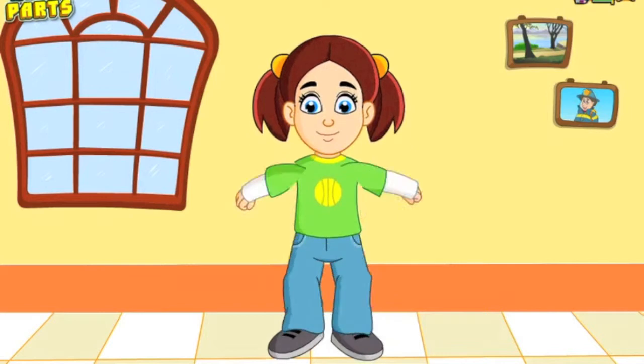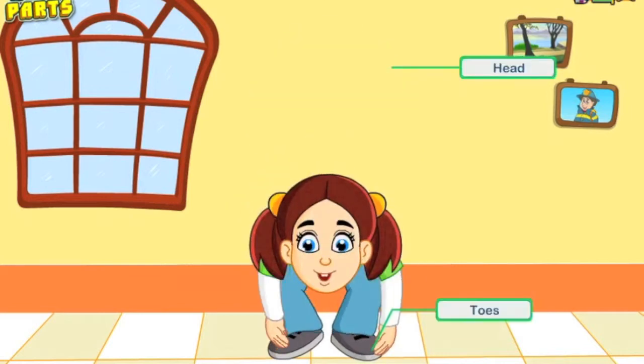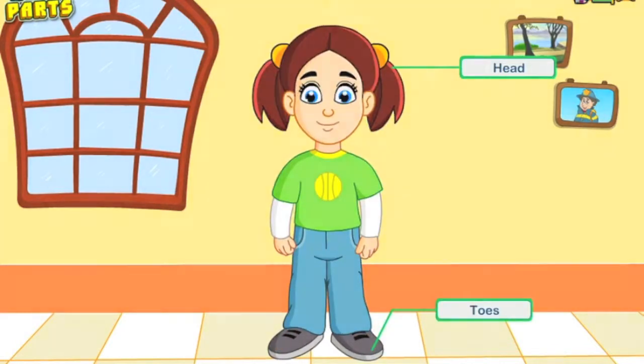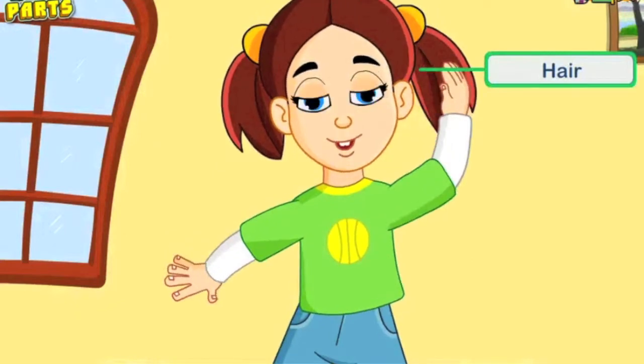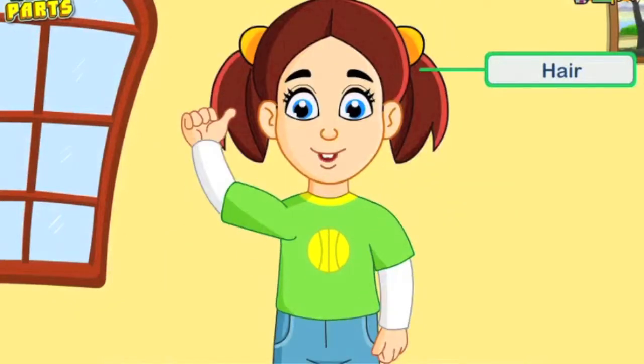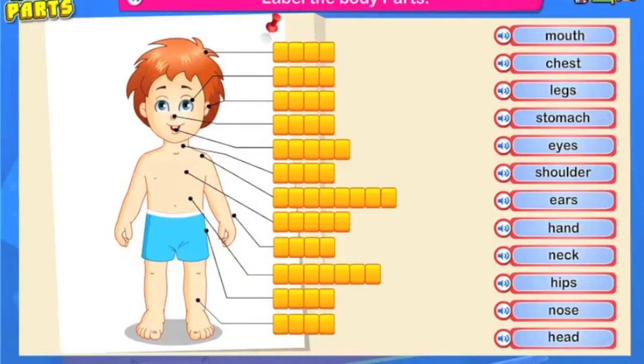This is me from my head to my toes. Here is my hair that grows on my head. The game then moves on to an activity where students label each part using corresponding lines and word boxes for support.